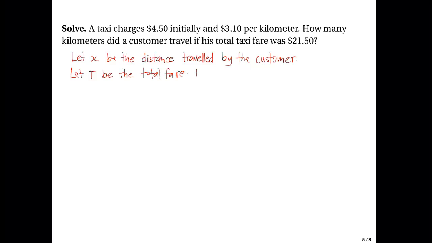Now we have the variables and the quantities. We use the given information. The total fare t is equal to 450, that's the flat rate. I'll remove the dollar sign. I'll write 450, and then plus 3.10 per kilometer, but x is the distance traveled by the customer. So we have 3.10x. We have this working formula for this problem, and then we use the data.